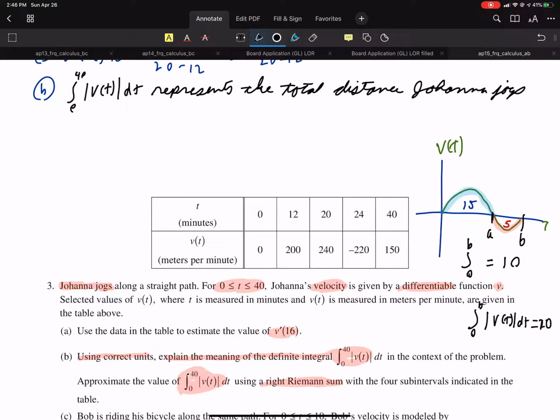We should get units. I need to put units here. So let me explain the units. You have to understand integrals are adding up a bunch of stuff. That's all it's doing. So that doesn't change units.